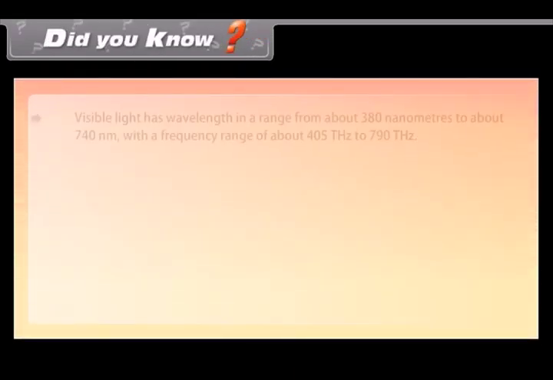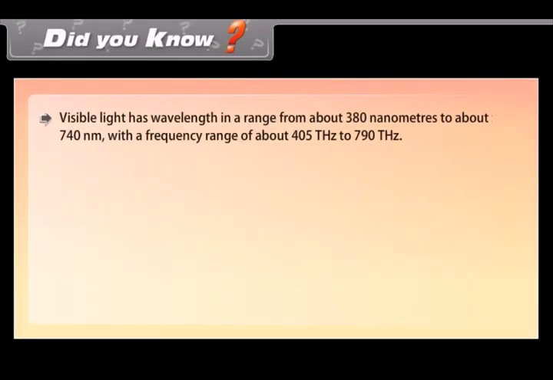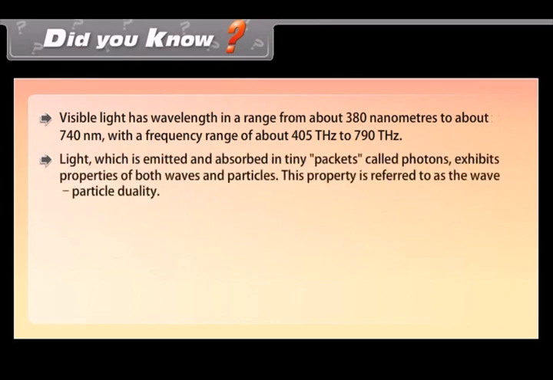Did you know visible light has a wavelength in a range from about 380 nanometers to about 740 nanometers with a frequency range of about 405 terahertz to 790 terahertz. Light which is emitted and absorbed in tiny packets called photons exhibits properties of both waves and particles. This property is referred to as the wave-particle duality.